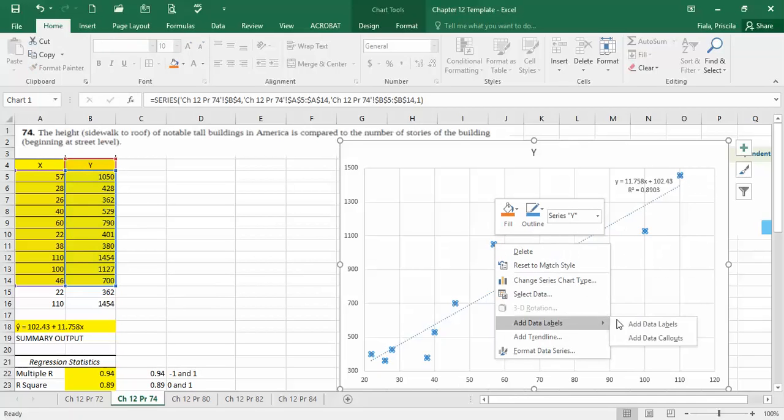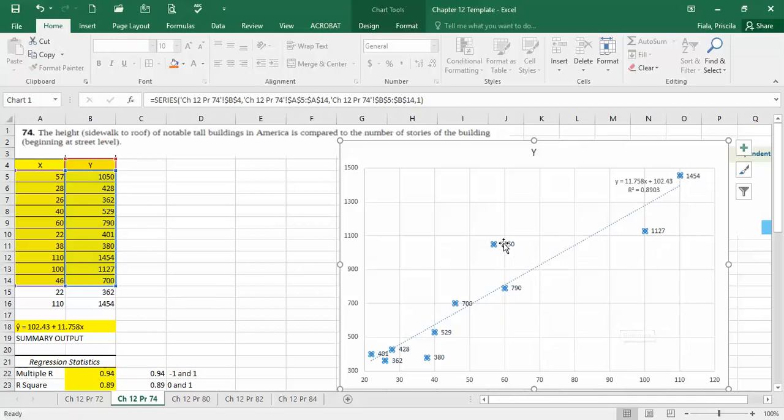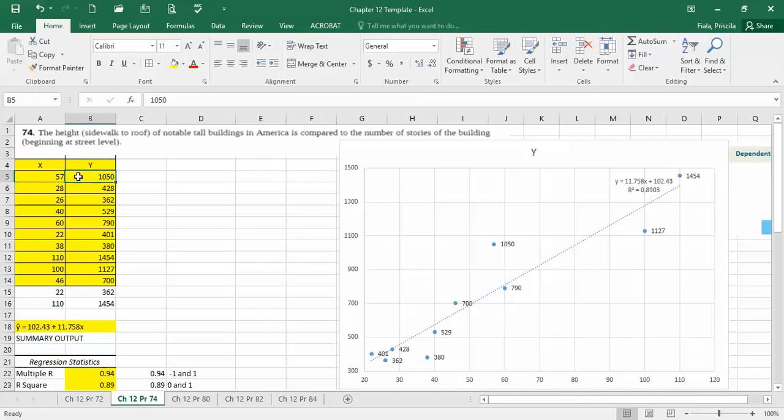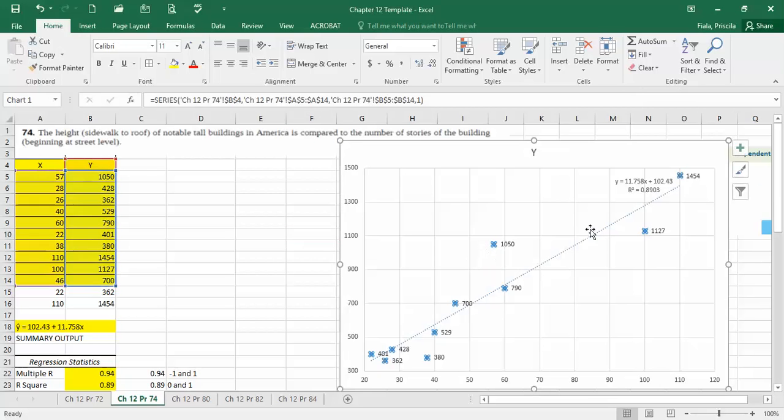So let me add a label to that. So 1050. I'll say this value right here would be an extreme outlier. How can I confirm this? When you read the chapter, it's going to tell you that any scores two standard deviations or higher, or two standard deviations or lower than the mean would be an extreme outlier.